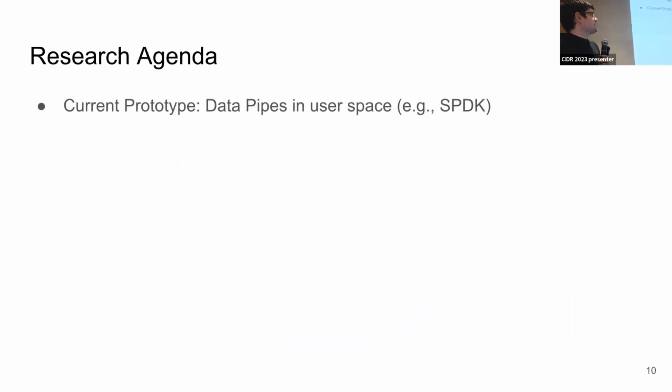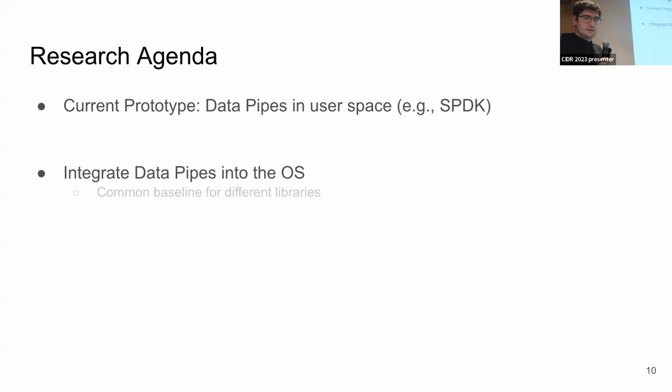So, research agenda. Currently, data pipes is just a really small prototype that's implemented in a user space library that mostly uses SPDK. So that's hard to use and not really universal. So we'd like to fix that. One thing we would like to do is to have it inside the operating system. The first reason being, if you have operating system support, it could be a common baseline for multiple libraries in user space that can implement those for different programming languages.